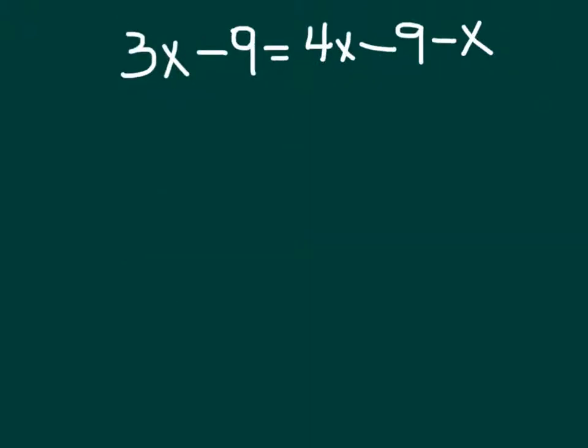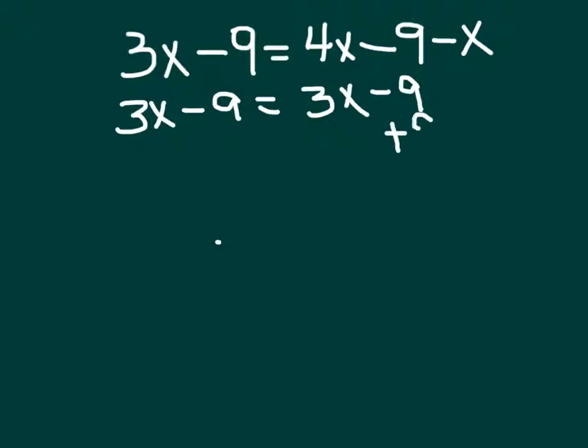Now, this one is 3x minus 9 equals 4x minus 9 minus x. Let's combine like terms to simplify our problem first. So we'll write 3x minus 9 equals, and we've got 4x and minus x. That gives us 3x minus 9. Now if you notice, we have the exact same thing on both sides of the equation. That will be something that will help you take a shortcut in the future, but this time we're going to finish the problem out. Let's get rid of the 9 on this side.